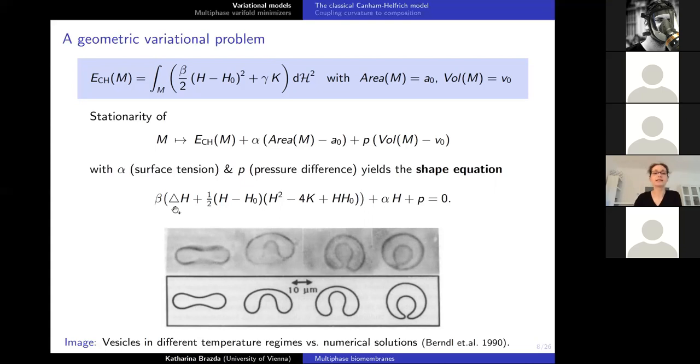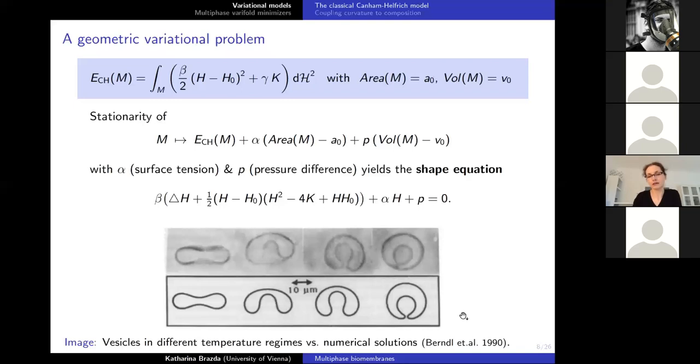So for a parameterization of the surface, it's a fourth order quasi-linear elliptic PDE, which looks quite complicated. But if one restricts this to rotational symmetry, then one can really solve this, and one finds shapes, as I've shown you in the previous slide, which are indeed observed in nature. Here, these are not bilayer vesicles, but single layer vesicles, that are put in different temperatures where the area to volume ratio is then different. And so we really observe these shapes that are solutions to this shape equation.